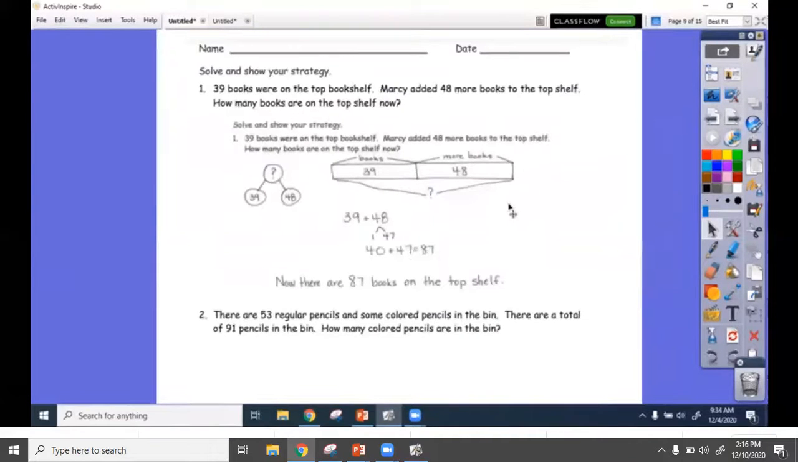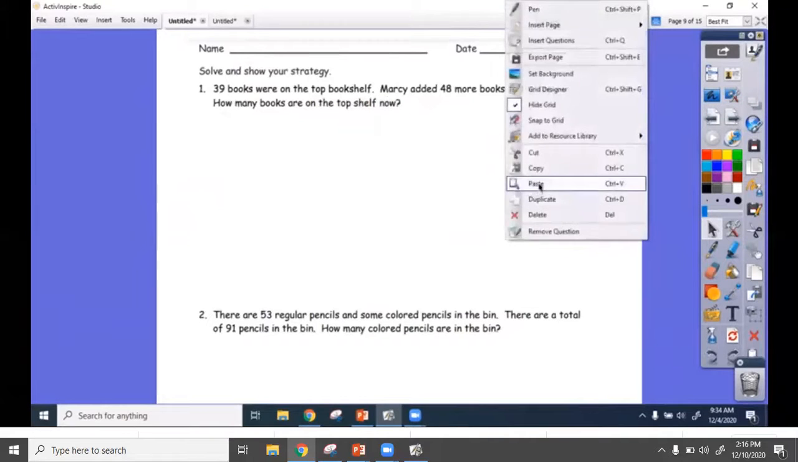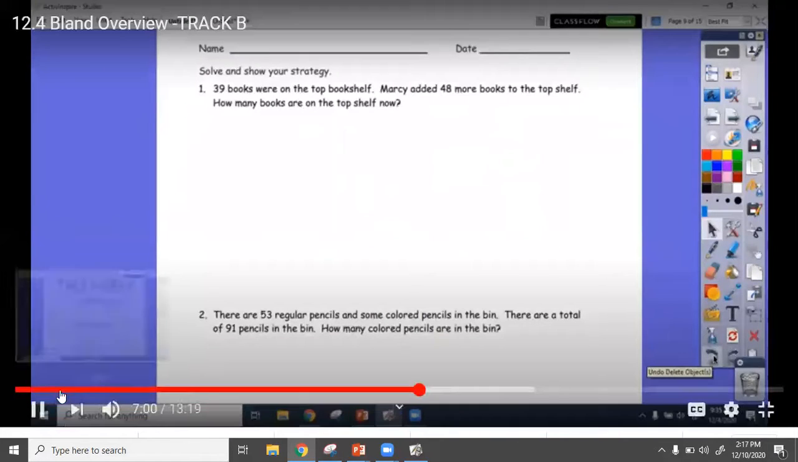So look at number 1. Look at number 1. 39 books were on top of a bookshelf. Marcy added 48 more books to the top shelf. How many books are on the top shelf now? Think of a way that you want to solve this problem.